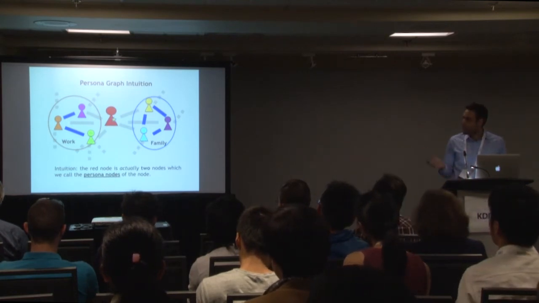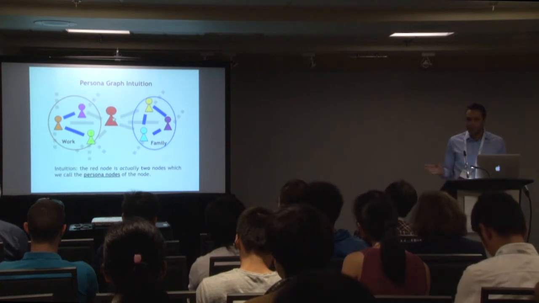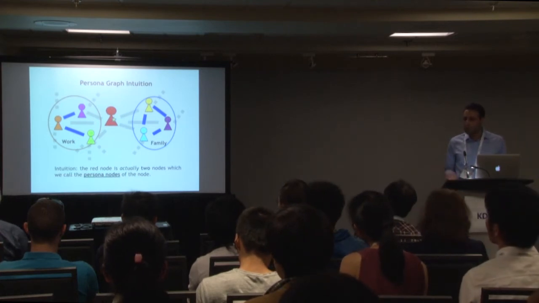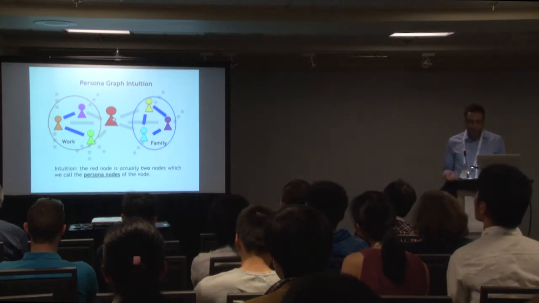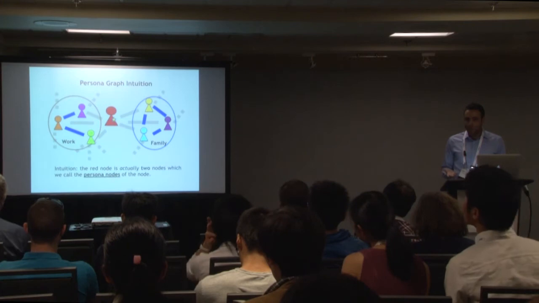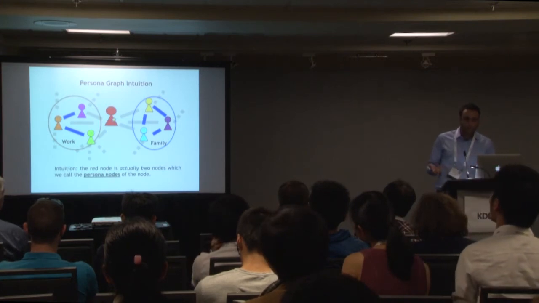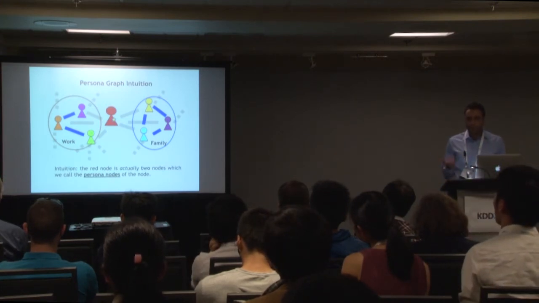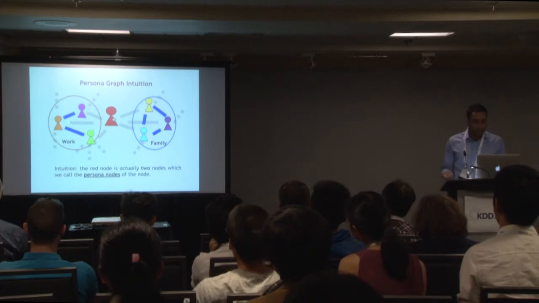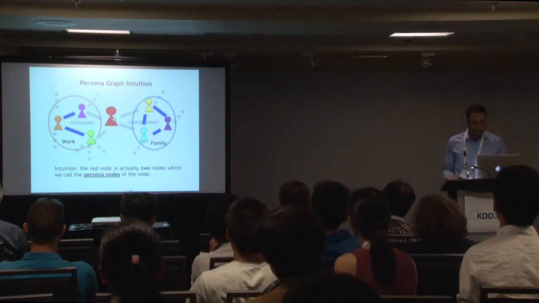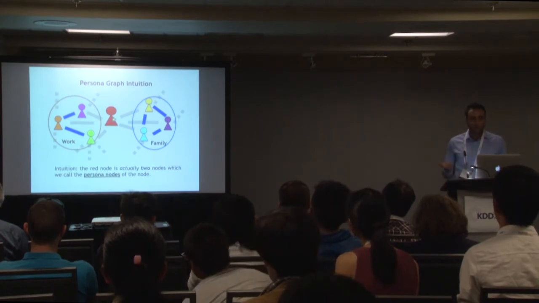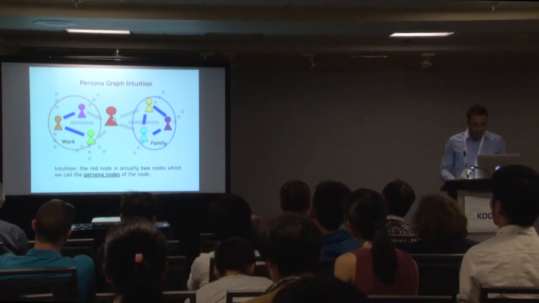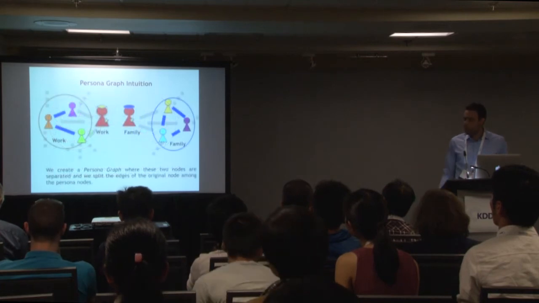As I said before, looking at the egonet of this node, we can imagine that there are these two communities, which represent, for instance, the work and the family communities of this node. What that means is that in this graph, this node plays two roles. So it's actually two distinct nodes. The simple idea that we have is: why don't we just create two nodes for this node? We will call these two nodes the persona nodes. So we simply split this node in two parts.